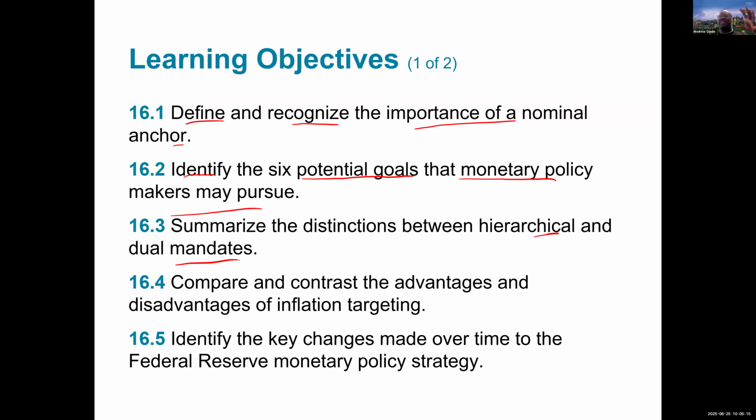Hierarchical is basically the idea that the Federal Reserve is going to have different goals that they want to achieve, maybe 6 of them. And then the Fed is going to place them according to their degree of importance, like put them in a hierarchy.